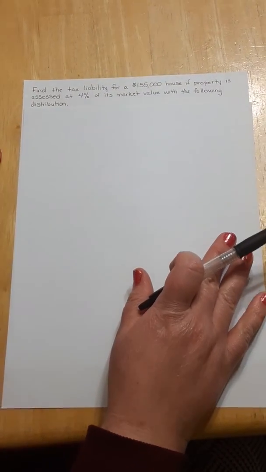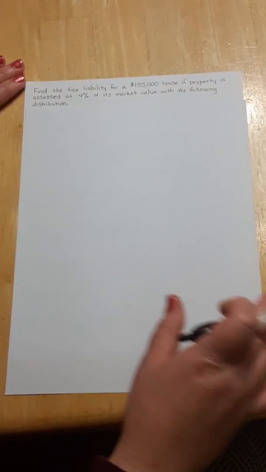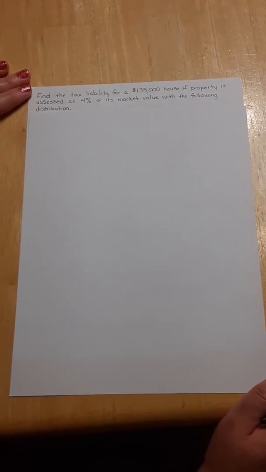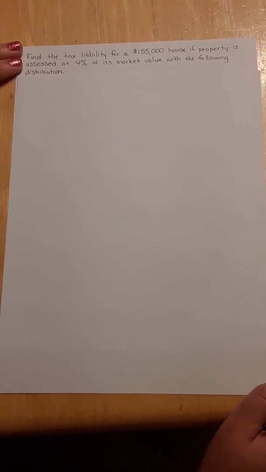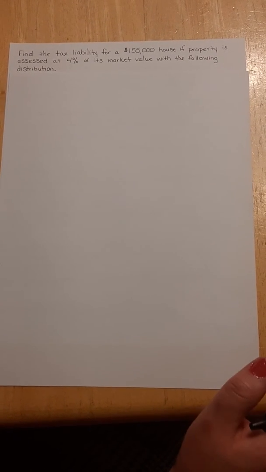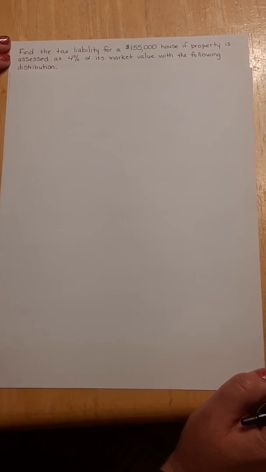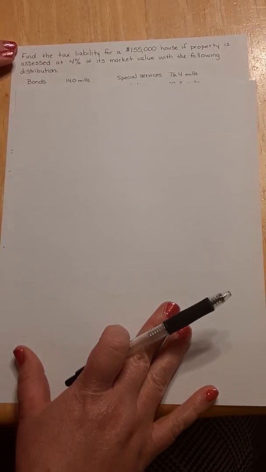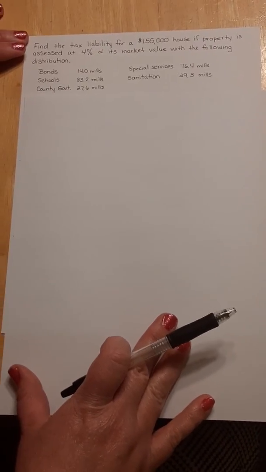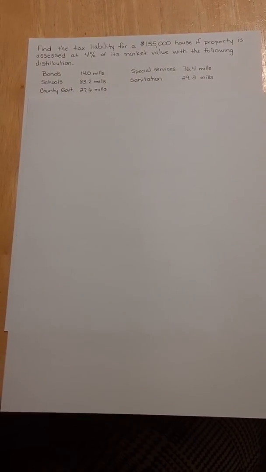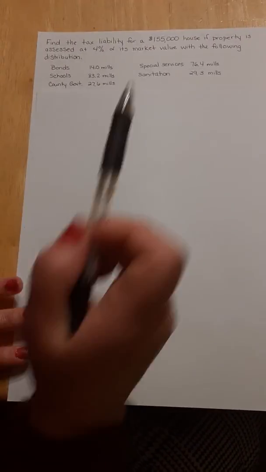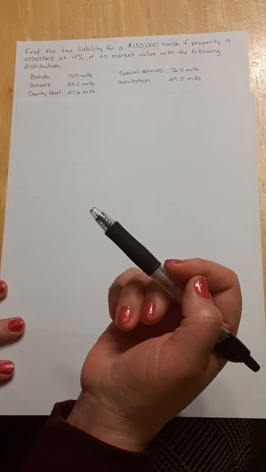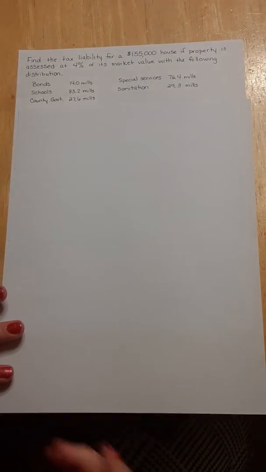Imagine that you're living in town, okay? And in living in town here, you have a house that's valued at $155,000. It tells us that our tax assessed value is 4% of this $155,000 house. Now, we also have in our taxes all these different mills. So our taxes go to different groups. And so this here is specifically assigning my taxes.